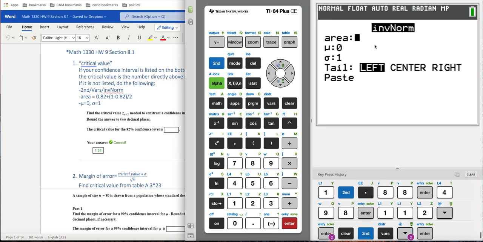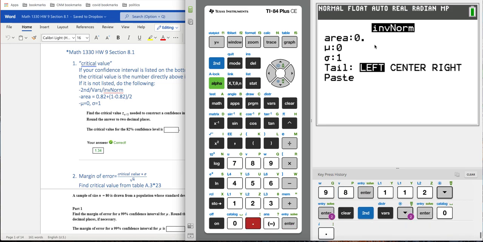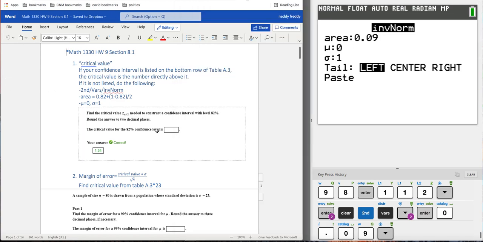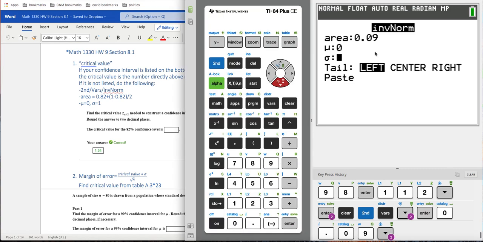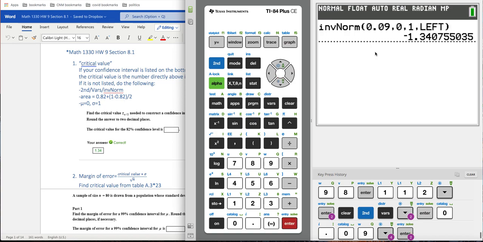So if we put our area here as 9% or 0.09, and then let's see, mean and standard deviation stays 0 and 1 because this is like a standard normal type of situation. And then paste and enter. The problem with doing it this way is you get a negative number and you want the positive value, and that's because we found the left tail and we really want the right tail. But it makes it easier to calculate.